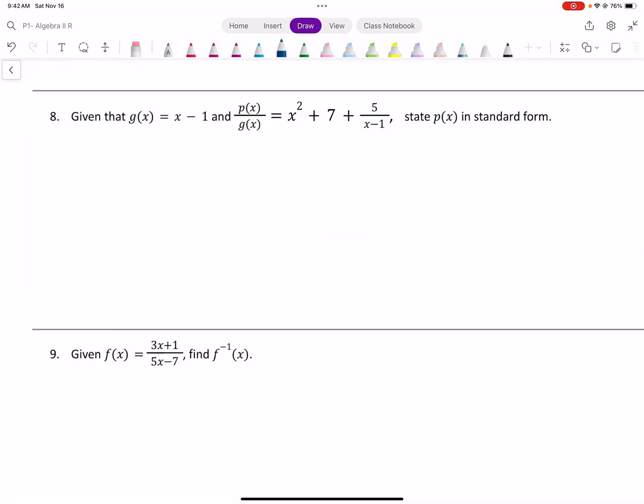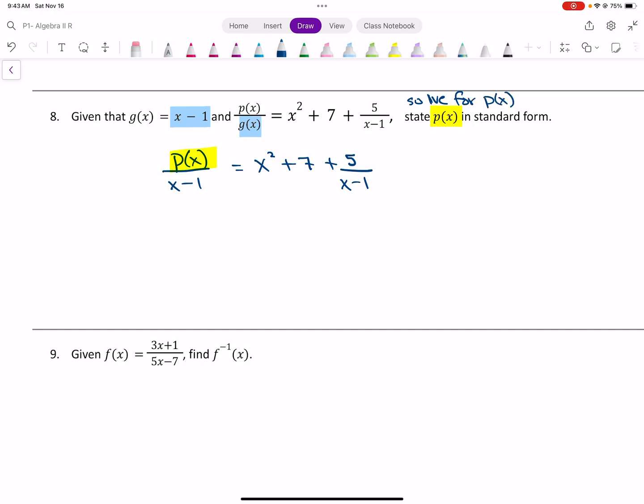Number 8, you're given g of x equals x minus 1, and p of x over g of x equals x squared plus 7x plus 5 over x minus 1. State p of x in standard form. So this g of x down here is x minus 1, so I'm going to plug that in. And my goal is to state p of x in standard form. So your goal is to solve for p of x. You want to get p of x by itself.